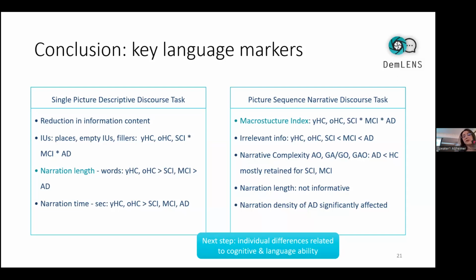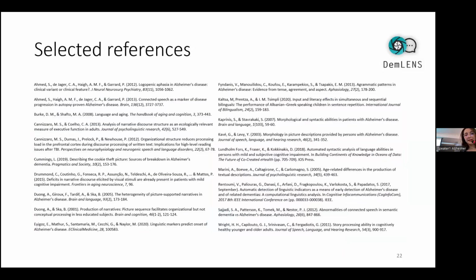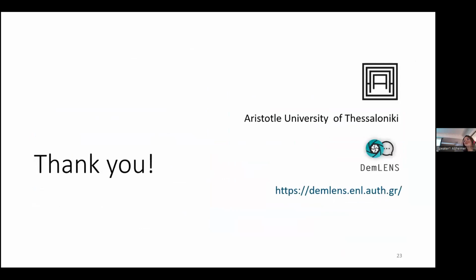We need to look into the individual differences and relate the performance within the groups by looking at their cognitive and language ability overall, because for sure, there's variability that is hidden there. And we have to see why and if certain individuals within particular groups do better. So what helps them do better in oral language production? That's all. Thank you.